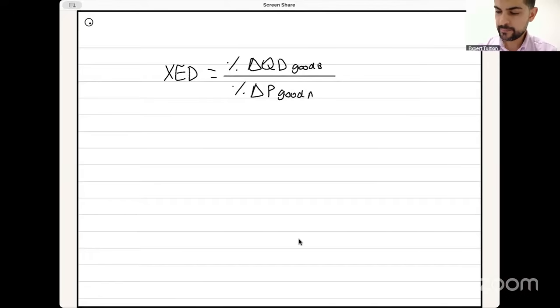Right, quick revision. What do I know from XED? Well, what does XED tell me? XED will tell me whether goods are substitutes or complements, right? So what does it mean to be substitutes? Obviously, it means that they're similar goods. They have similar characteristics. So maybe like Coca-Cola and Pepsi. It could be like, I don't know, Apple and Samsung. And we'll talk about whether these are good substitutes or not in a second, right?